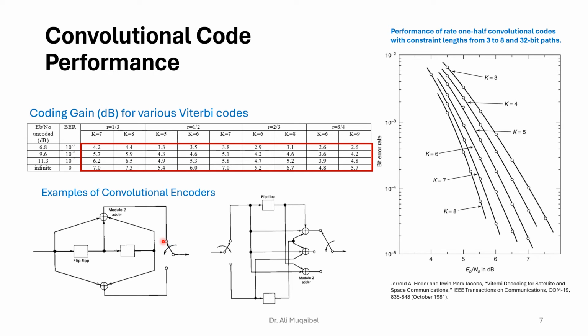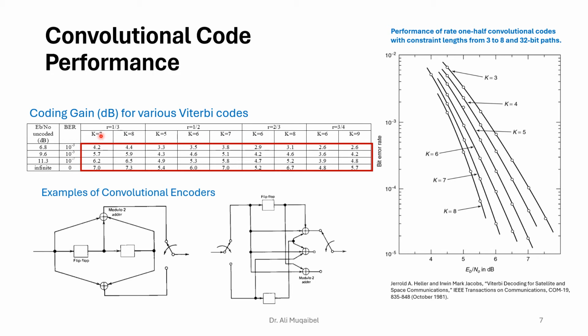The coding gain in dB for various Viterbi codes or convolutional codes. You can see here that this is the bit error rate. This is the required Eb over N naught for the uncoded system, the amount of energy you need to put. And these are our different code rates: 1/3, 1/2, 2/3, 3/4. Of course, as you go to the left, you have a stronger code, but it costs more.